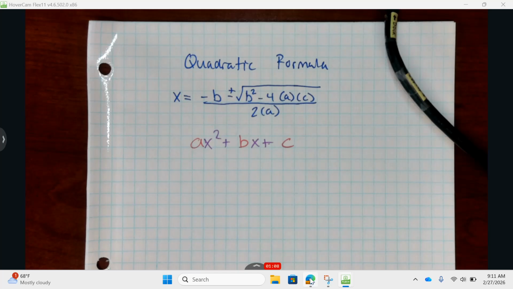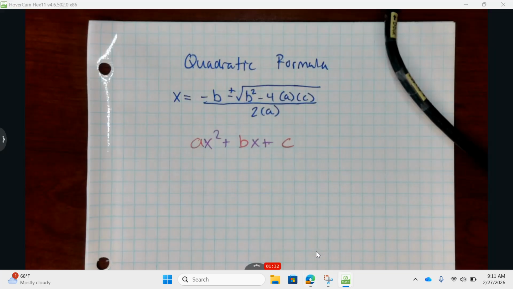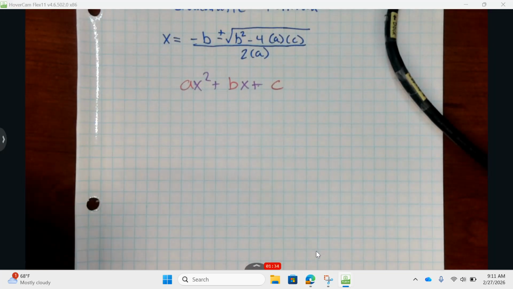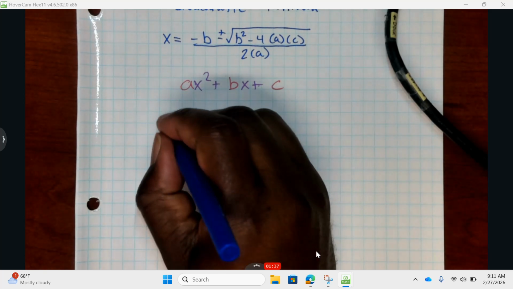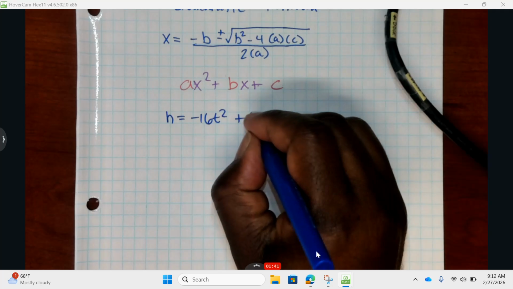Let's say Josh drops his phone from a height of 50 feet. The situation is best modeled by h equals negative 16t squared plus 50, where h is the height in feet and t is the time in seconds. How long will it take for the phone to hit the ground? Round to the nearest tenth. So we got a situation right here where h equals negative 16t squared plus 50.